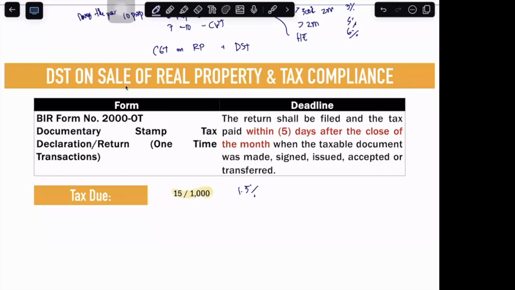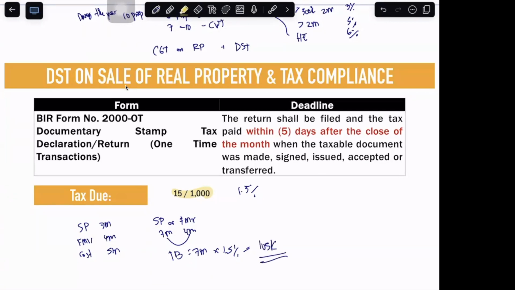So for example, our selling price is 7 million. The fair market value is 4 million. The cost is 5 million. The higher between the selling price or the fair market value, that is 7 million or 4 million, is our tax base, so our tax base is 7 million. You multiply it by 1.5%, that is your DST. So 7 million multiplied by 0.015, your DST is 105,000.